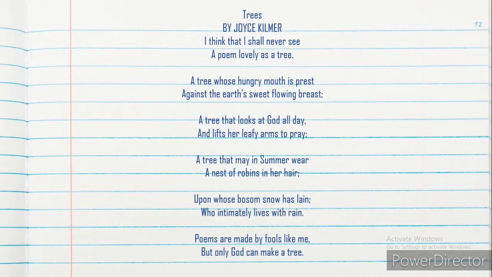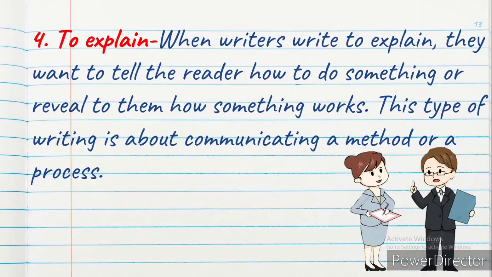Other examples for this purpose are short stories, dramas, and songs that are created to entertain audience or readers. Next, to explain. When writers write to explain, they want to tell the reader how to do something or reveal to them how something works. This type of writing is about communicating a method or a process. Let us have an example.